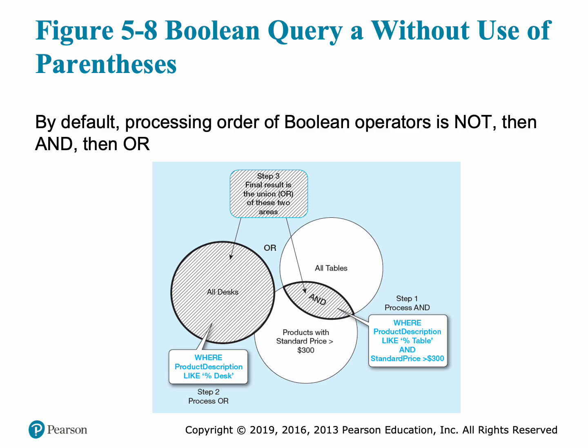So by default, an AND operation takes place before the OR. So only tables over $300 are included, and via the AND these are then combined with all desks no matter what price via the OR. So again, a Venn diagram is used in this, and a Venn diagram is technically the diagram that we use in set theory or set membership. So this is pretty much the implementation of set theory in the database, using the Venn diagram as an example for you.